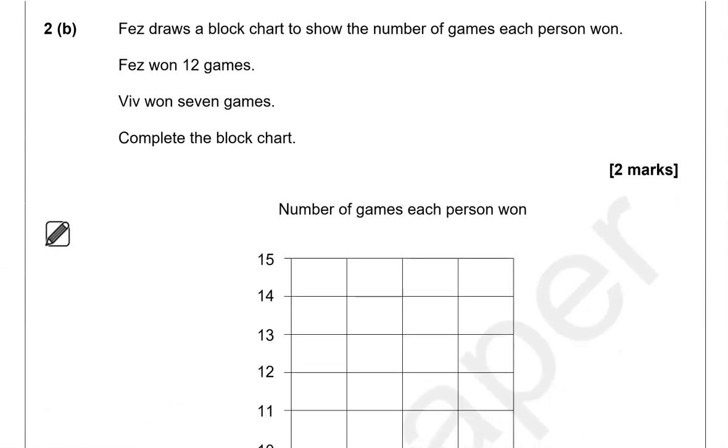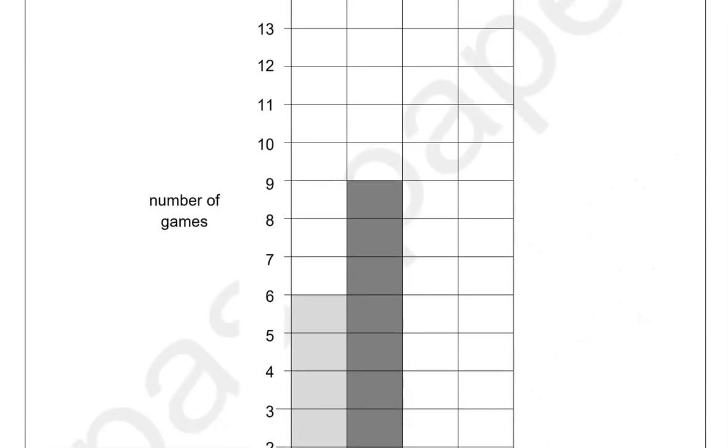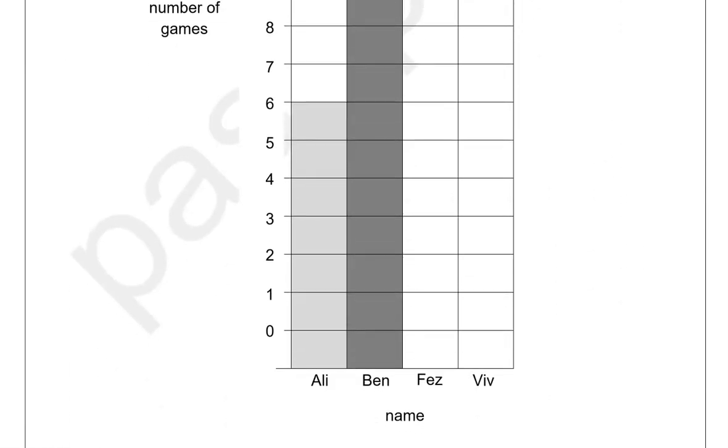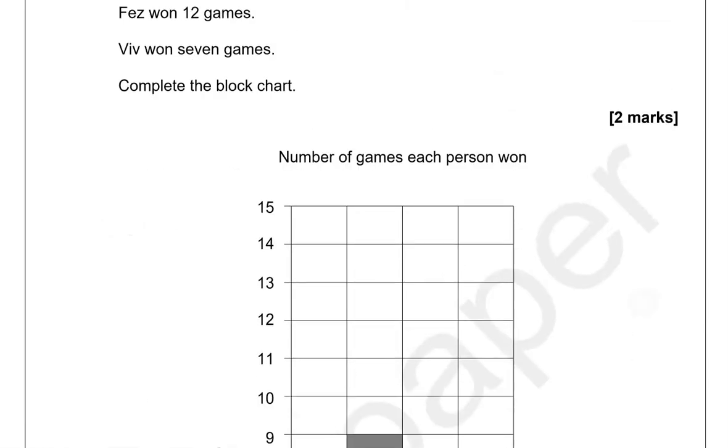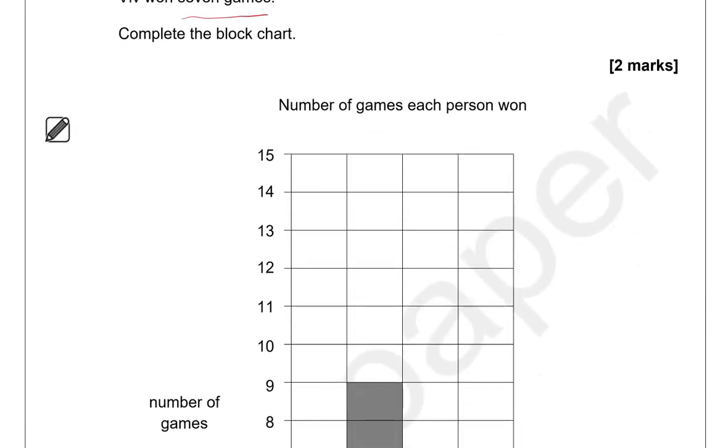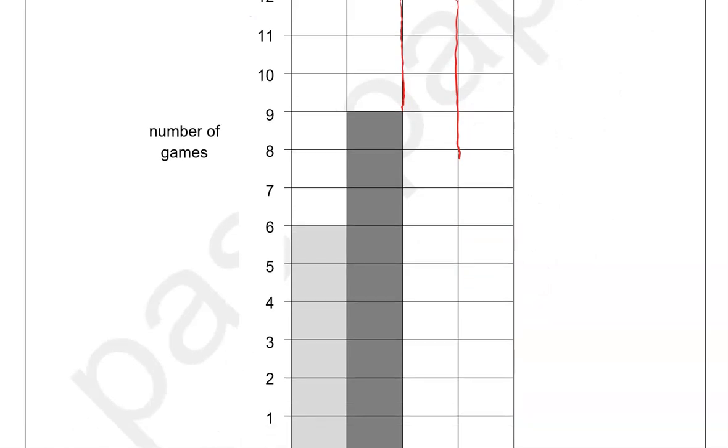Fez draws the block chart to show the number of games each person won. Fez won 12 games. Viv won 7 games. Complete the block chart. So Fez won 12 games. So we're going to go up to 12 for Fez. Again, on paper you can use a ruler to draw these lines, and it's going to look much neater and better.